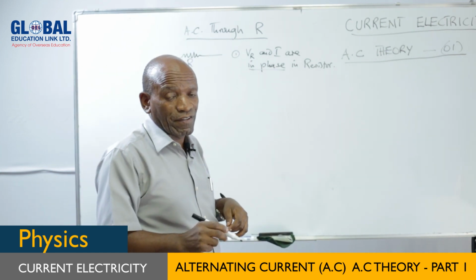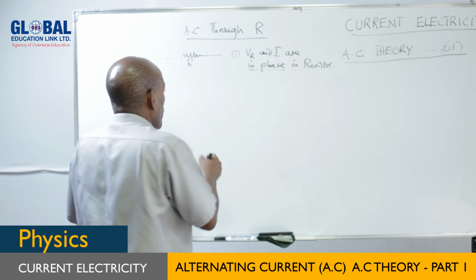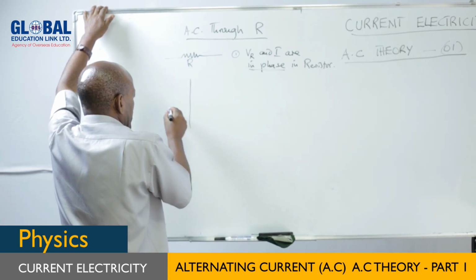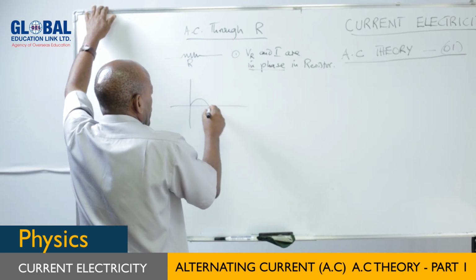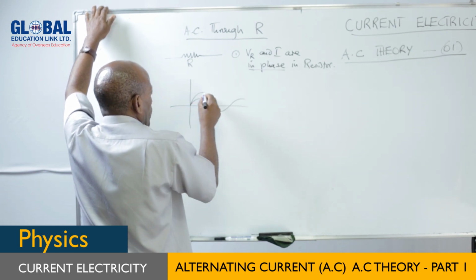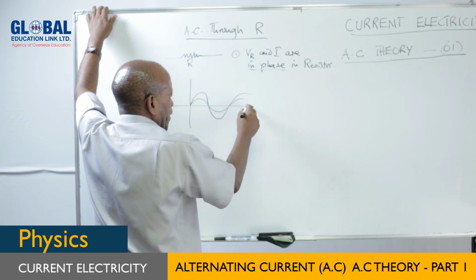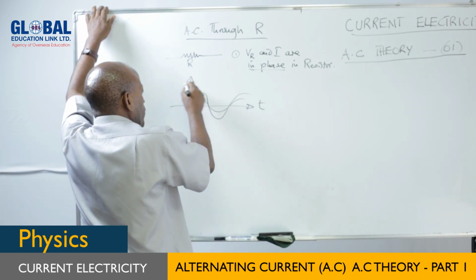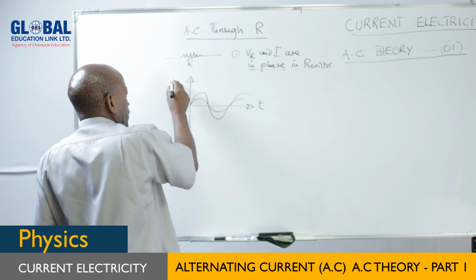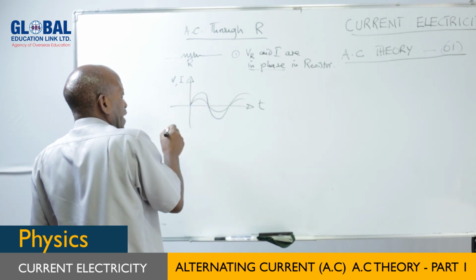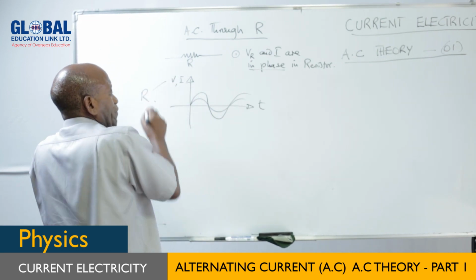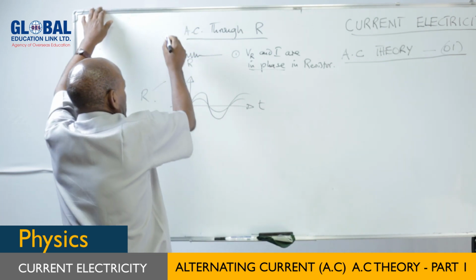They are in phase in the resistor. It means that they are all moving. Whenever they are passing through it, if an alternating current goes like this, the alternating voltage will also be going like this. They are all moving in this way, that they are in phase. Whenever I'm talking about the voltage or the current I through a resistor, this is the first part.